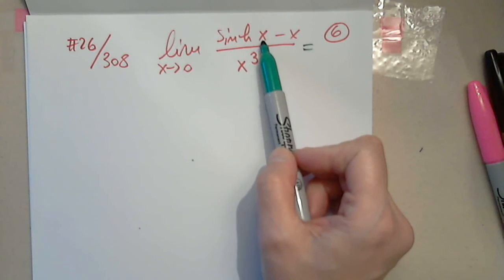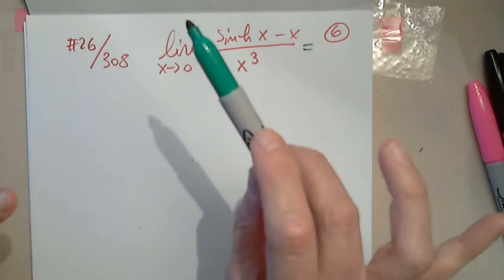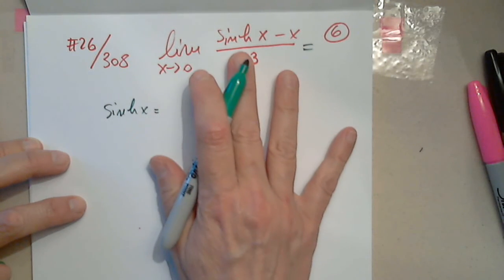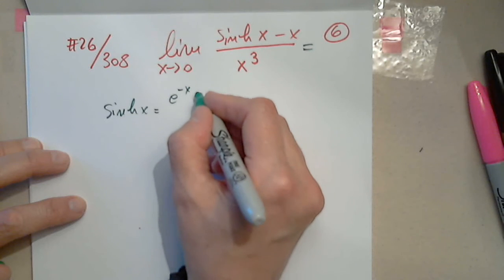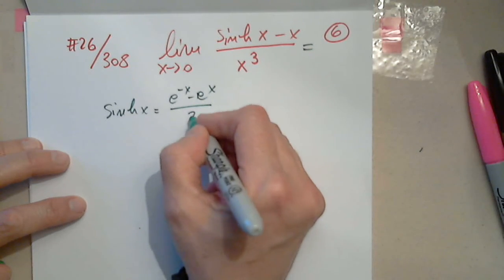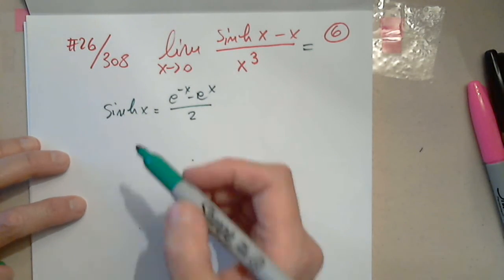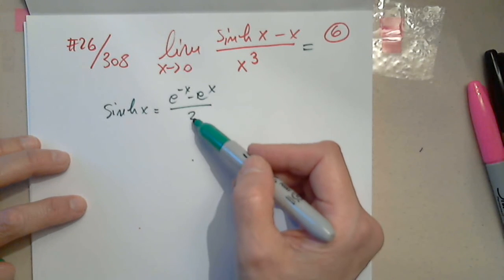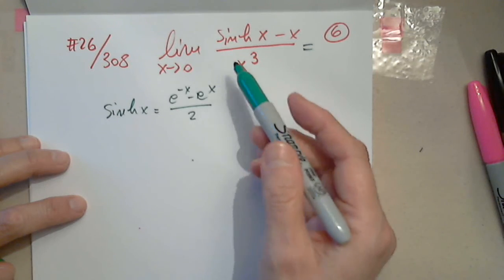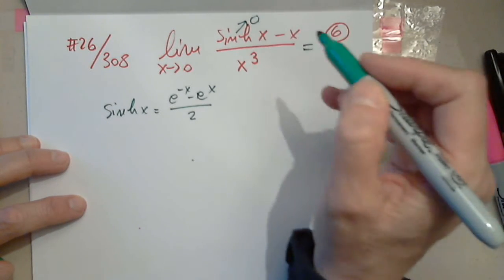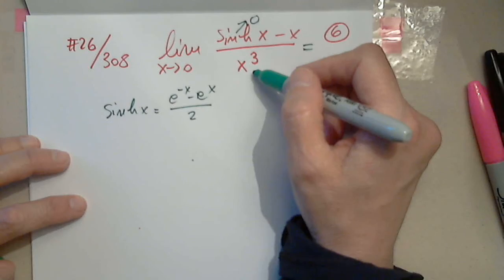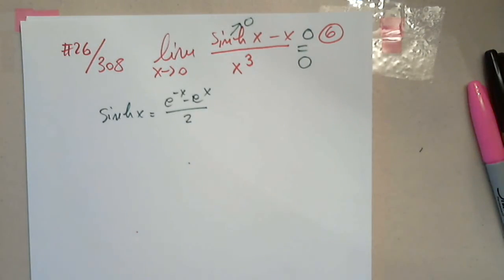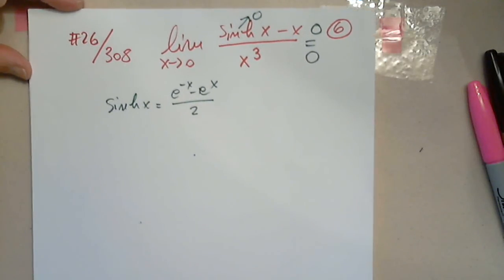Hyperbolic sine 0, we know the graph, but let me just refresh your memory. This is a combination of exponential functions, e to the x minus e to negative x, divided by 2. So when I plug 0 in here, this is 1 minus 1 over 2. So that would be 0. So this approaches 0, this approaches 0, this approaches 0. Not bad. So we are looking at 0 over 0.